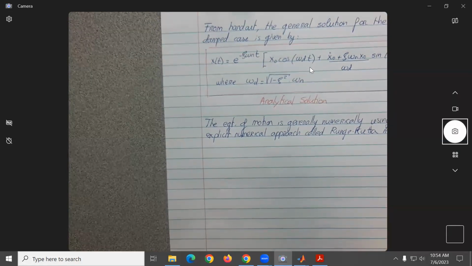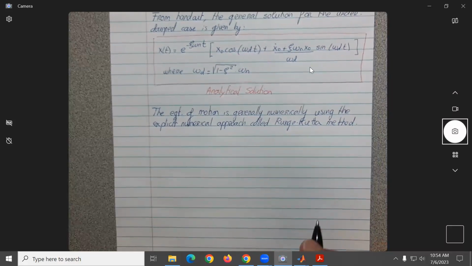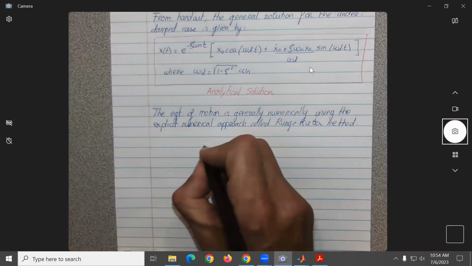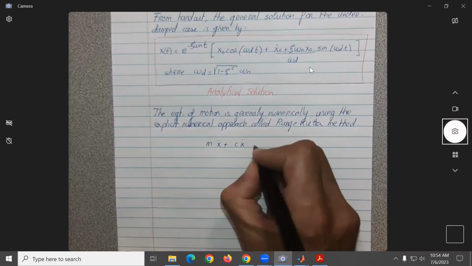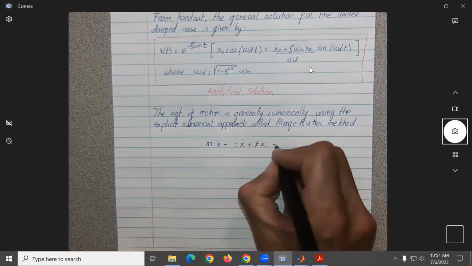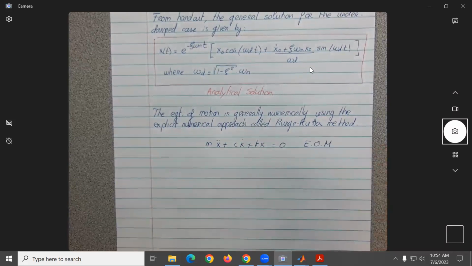Okay, so over here, basically this is pretty simple. Again, I'll do it for you, okay? But basically, remember that the equation of motion is m x double dot plus c x dot plus k x equal to 0. This is our equation of motion.